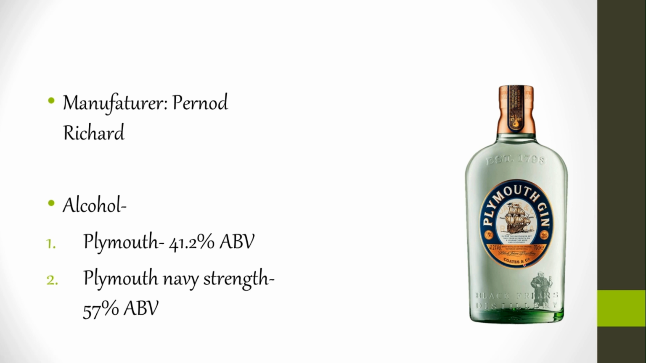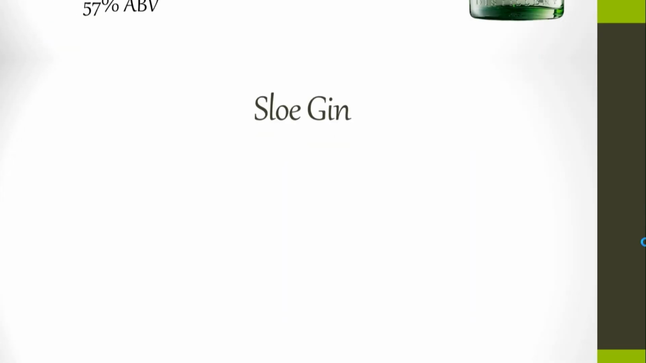Also here we can see a monk with a glass in his hand. When the gin level goes down in the glass, it is assumed that the monk is thirsty, so it needs to be replaced. That is the story about Plymouth gin.